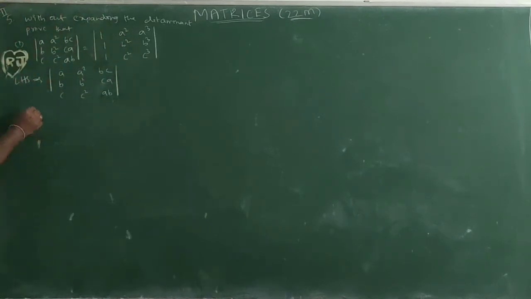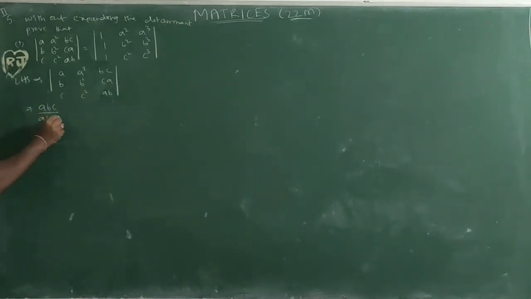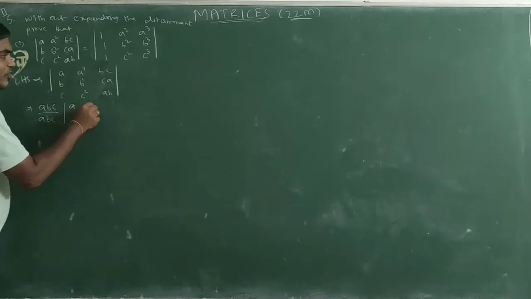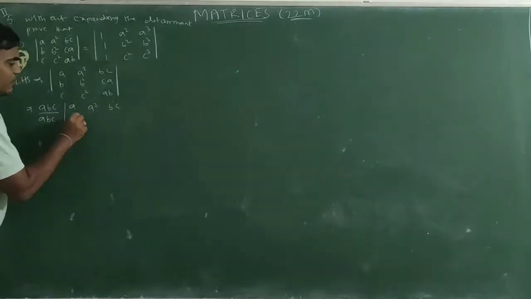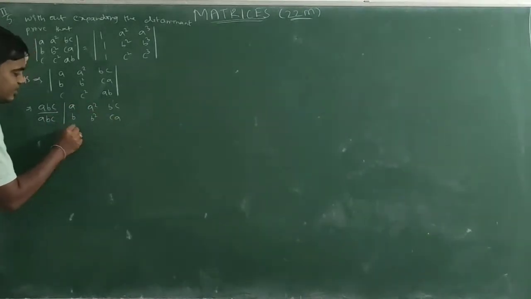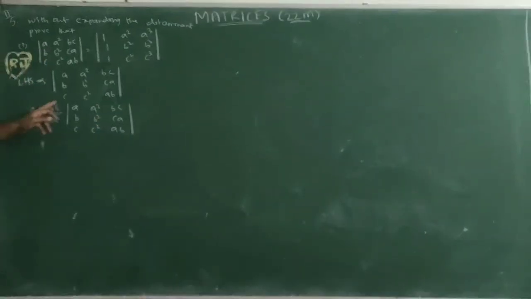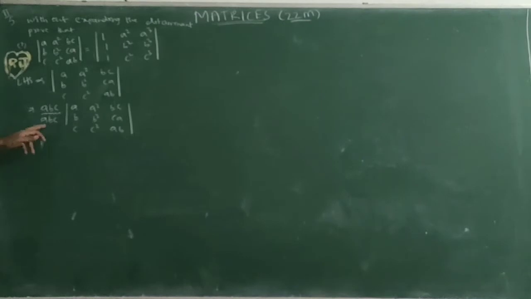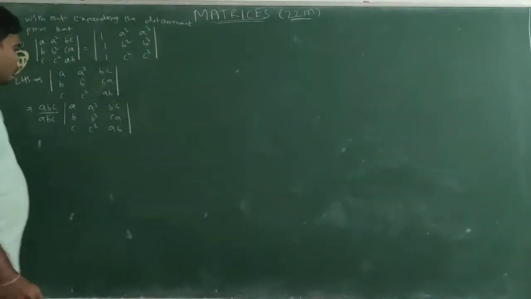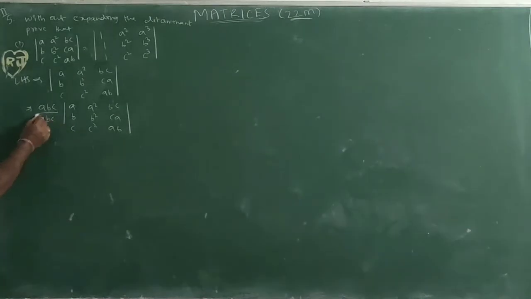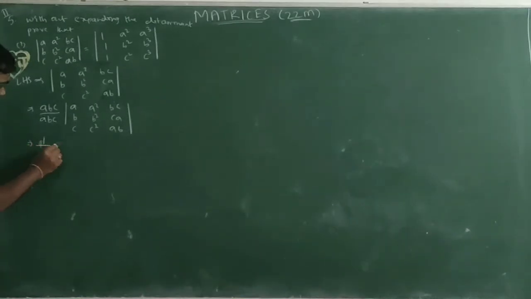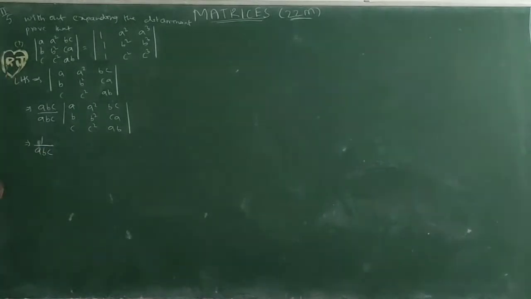So I want to multiply and divide with ABC, giving A square BC, B square CA, C square AB. So I am multiplying and dividing with ABC. ABC gets cancelled, so we get the original determinant. And one more thing, I want to keep the denominator as it is, 1 by ABC. So observe the numerator ABC.